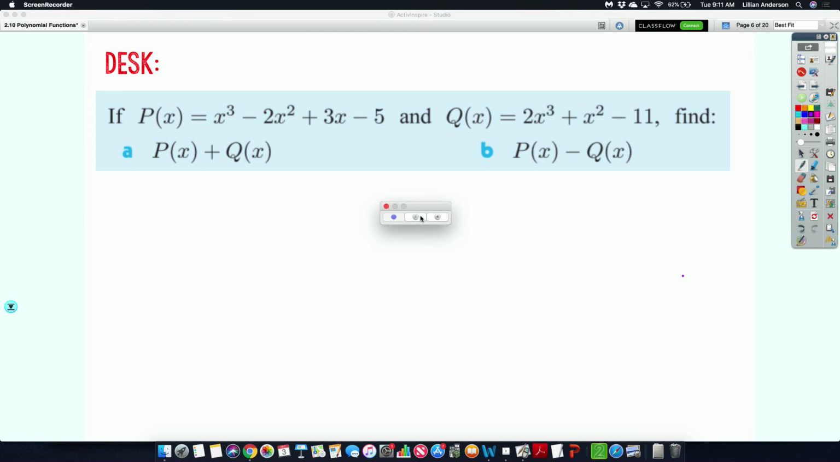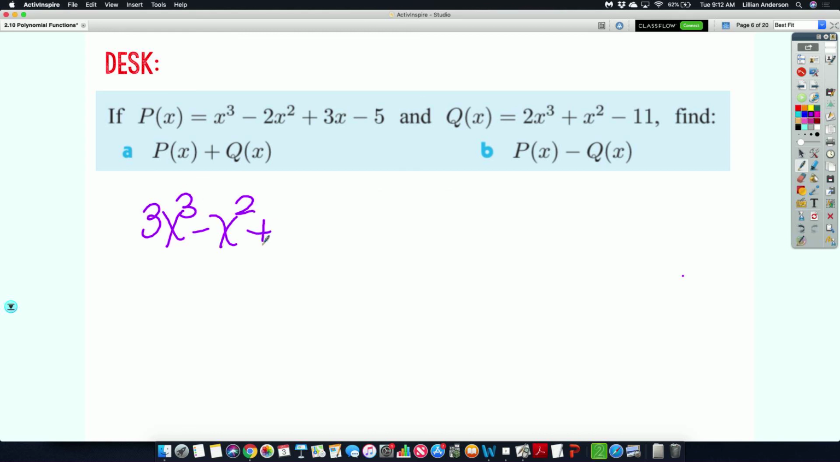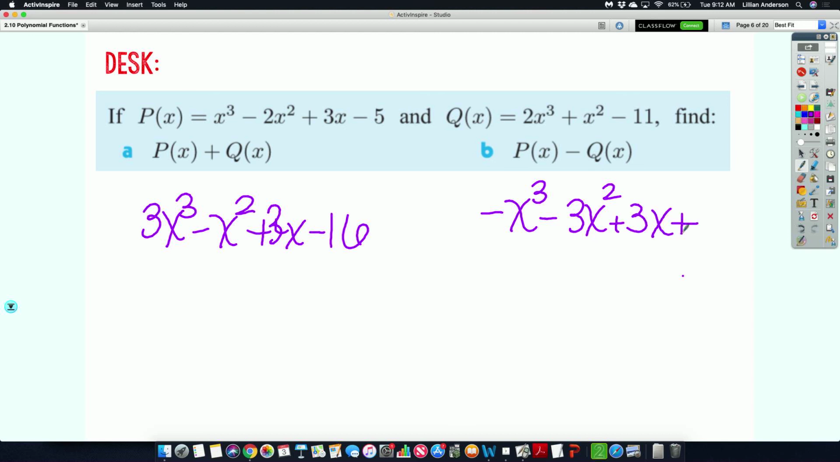Sure, we're good. Ria, what did you get for a? 3x cubed minus x squared plus 3x minus 16. Very good. And Callie, what about for b? Negative x to the third minus 3x to the second plus 3x plus 6. Very good. Y'all get that?